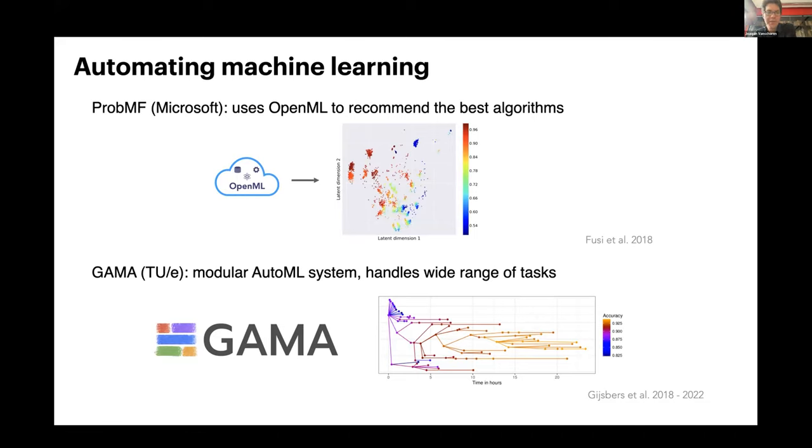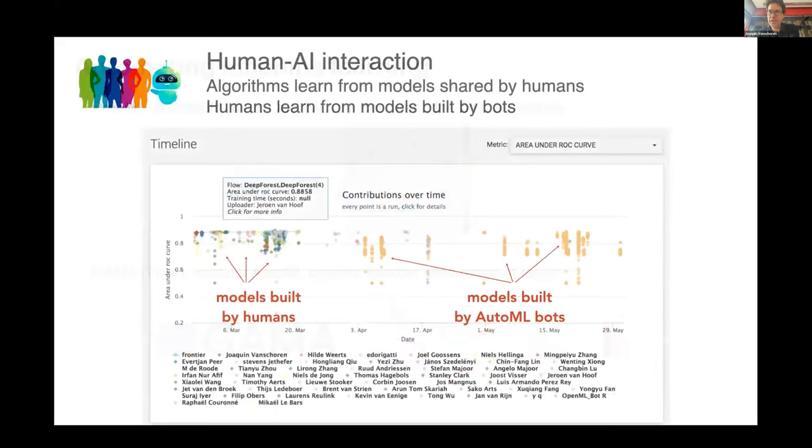And internally at CoE, we have Gama. So Gama is a modular AutoML system. It's not a particular method. It's a framework, and it can do different things with different methods, and we're using it to basically offer a service where anybody can upload any data set to OpenML, and then this tool will create new models for the new data set. So you can see that here.